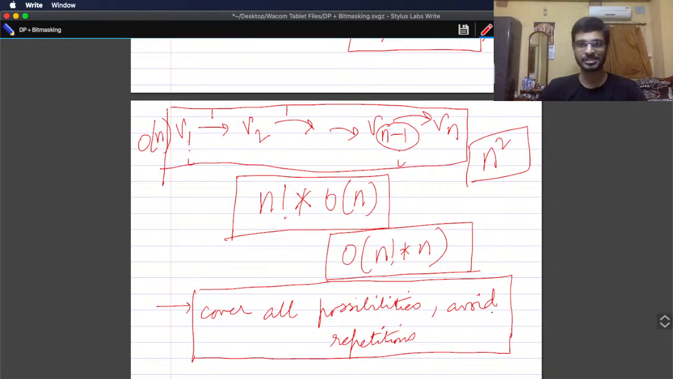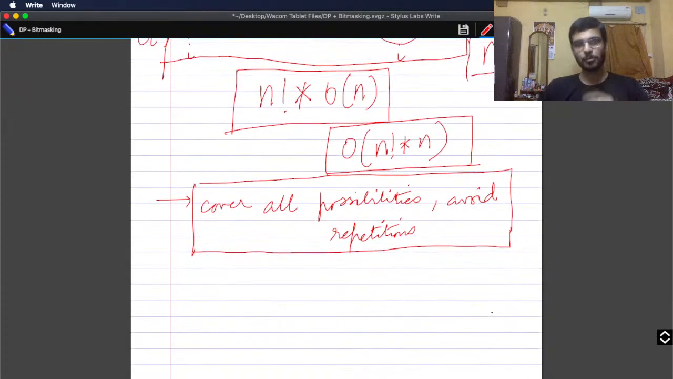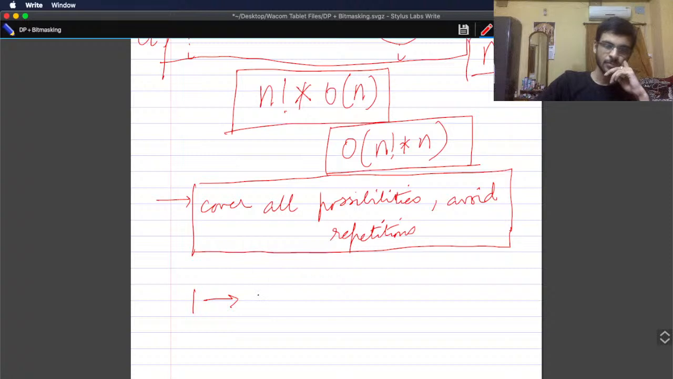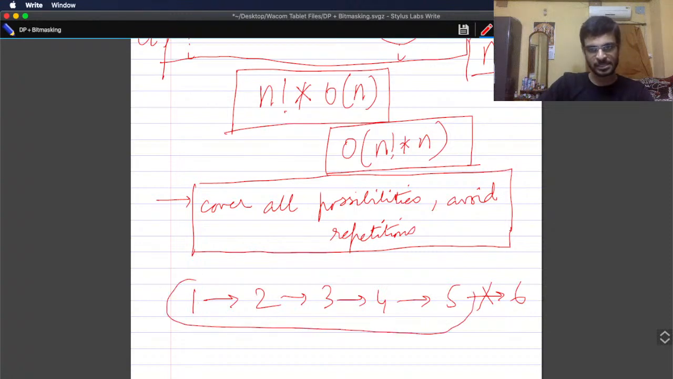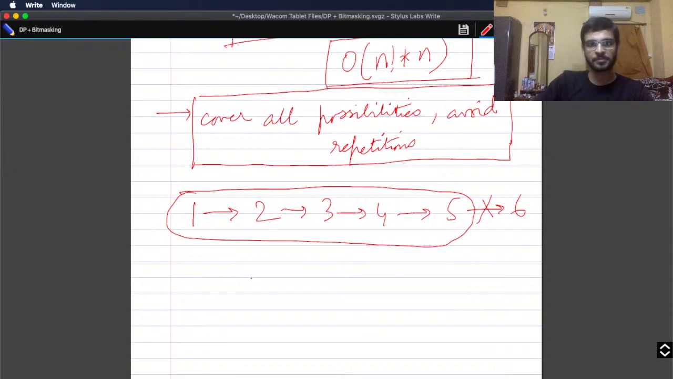What are the repetitions? Suppose there is something like this: 1, 2, 3, 4, 5, and then this particular thing is not possible. I am going from 1 to 5 by visiting all these vertices, and then from 5 I cannot go to 6. So I said this is an invalid path.